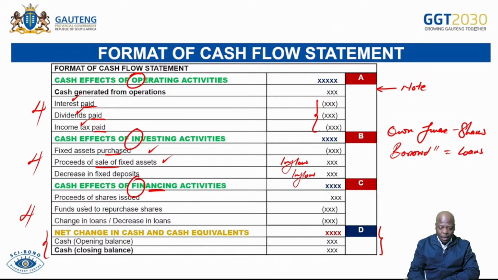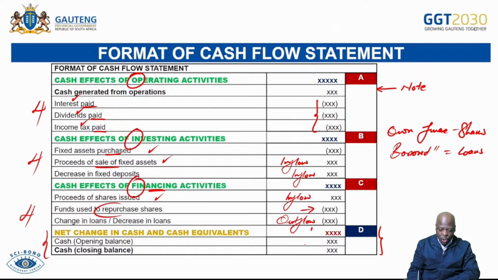So from the shares we issue, that would be your inflow, as you see here. And when we repurchase shares, when we buy back shares, we are talking about a cash outflow. And then your loans, where there's a change in loans: an increase in loans means we've received a new loan, so it's an inflow. And the opposite is true, that when the loan decreases, it shows that we have paid back a loan and it is a cash outflow.